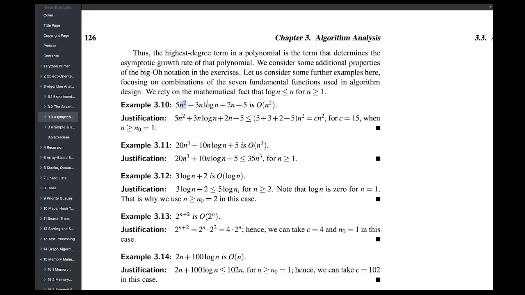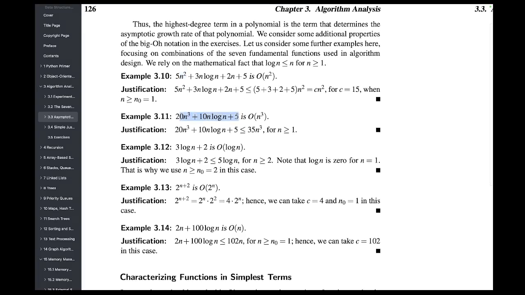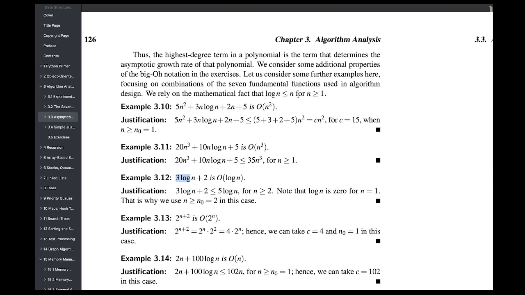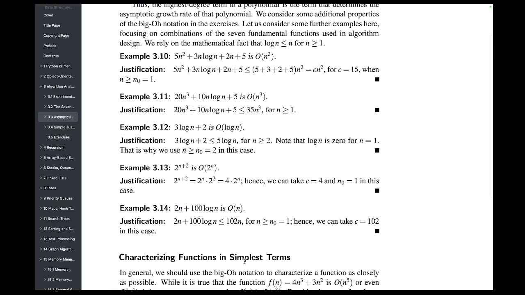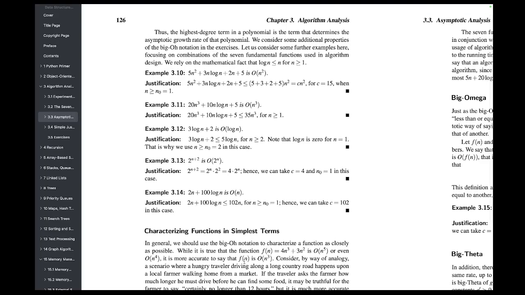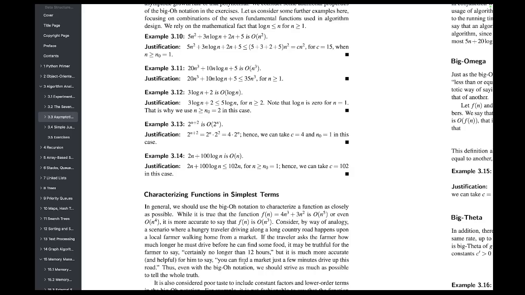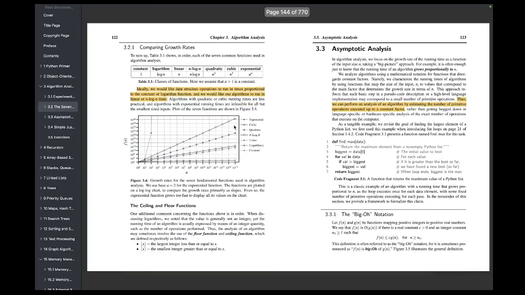Okay, so n squared is bigger than n log n, and okay. Log n is bigger than a constant. And n is bigger than log n.